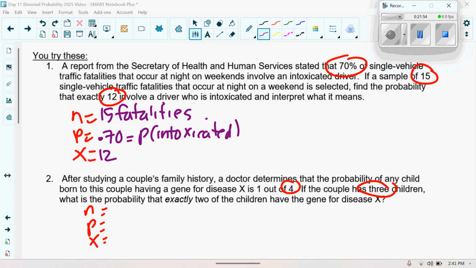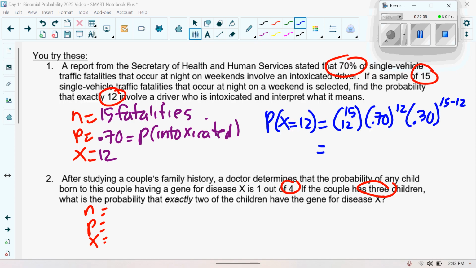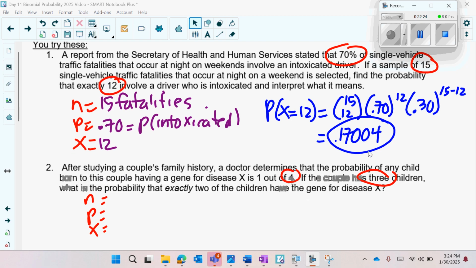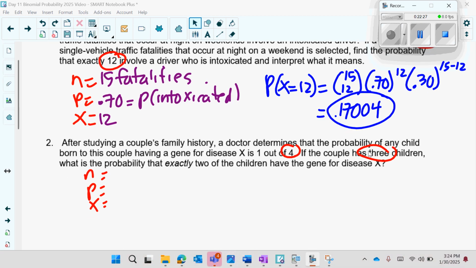So did you guys write N equals 15 for the first one, 15 total trials, aka 15 total traffic fatalities. The P is the probability of success, which is being intoxicated, and the X is 12. Now let's see if you can plug them into the formula. Go. So here is the plug-in of the formula. I put it there for you, and now let's see if you can find the answer in the calculator. All right, so as you can see, I got 0.17004 for the answer, so hopefully you did as well. Now go on to number 2 and do the same thing. State N, P, X, and try to set up the formula and solve.